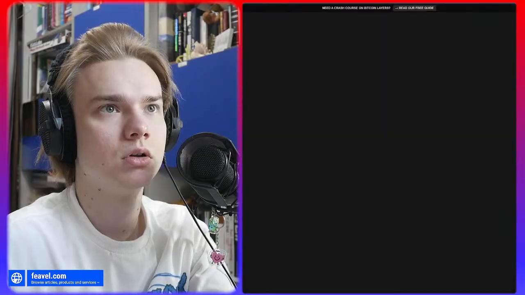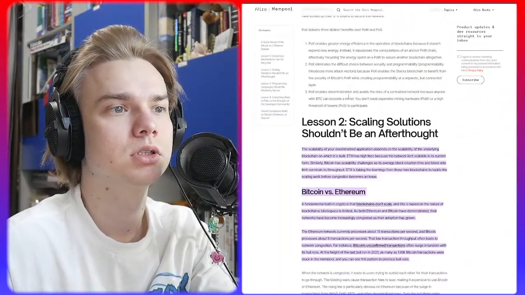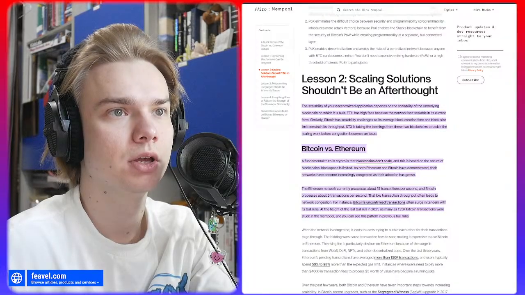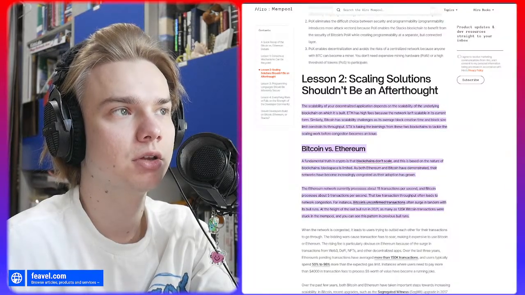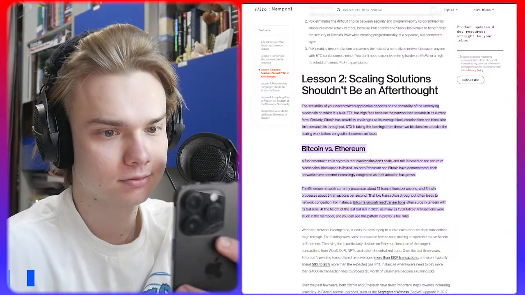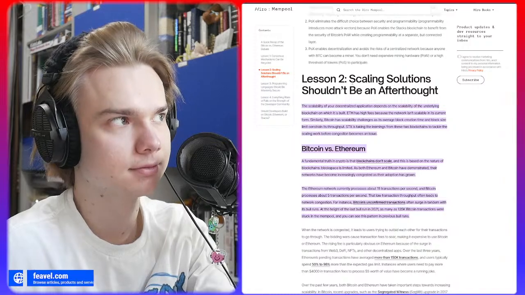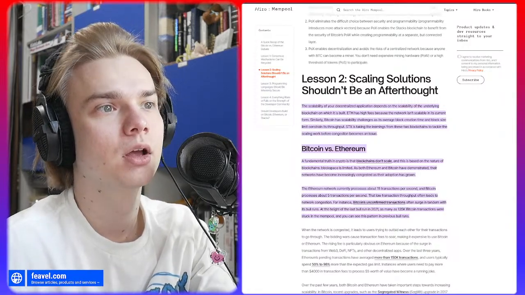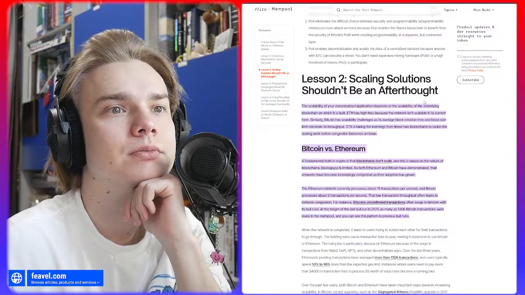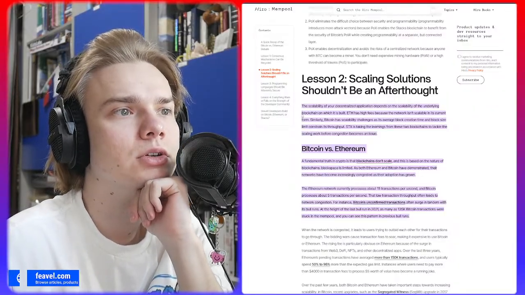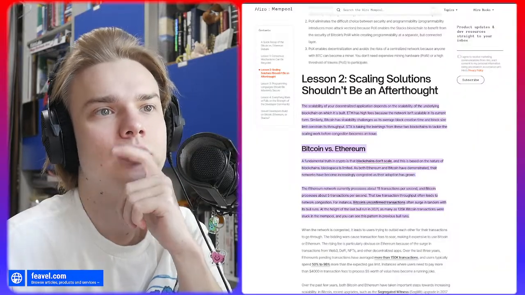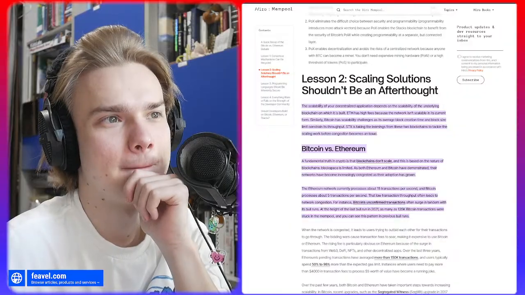Okay, cool. Four things to listen to. Scaling solutions shouldn't be an afterthought. The scalability of your decentralized application depends on the scalability of the underlying blockchain on which it is built. ETH has high fees because the network isn't scalable. Wow.